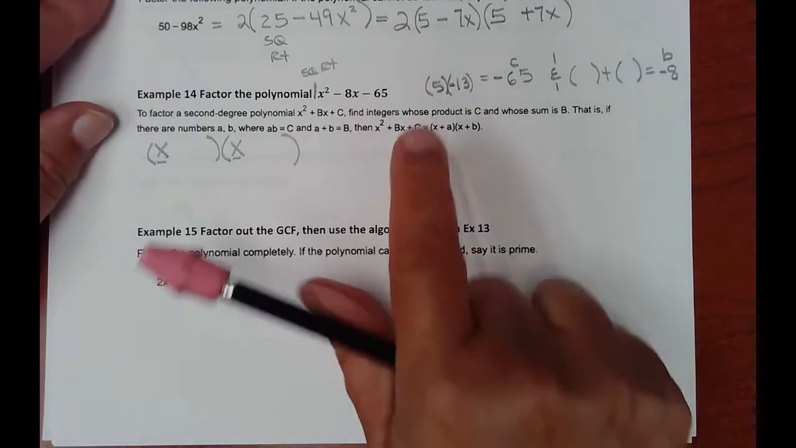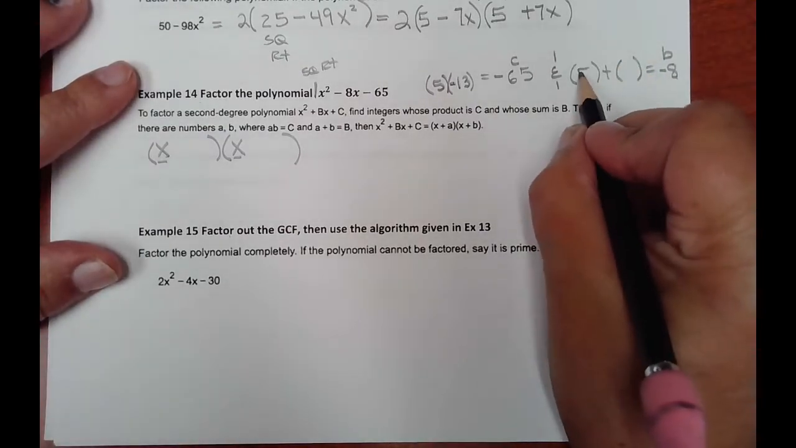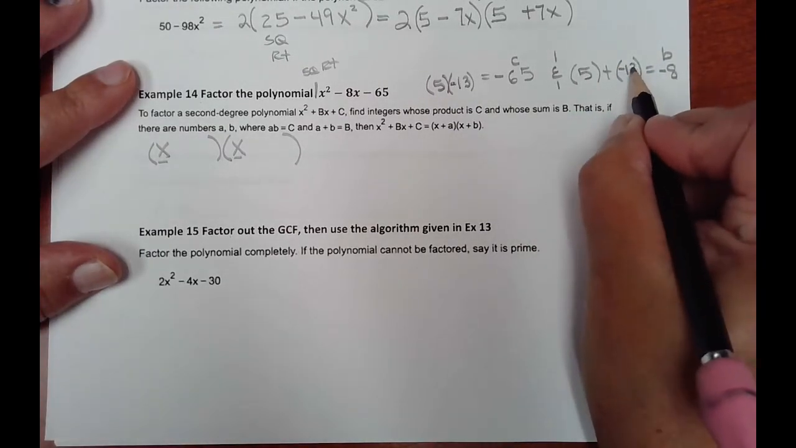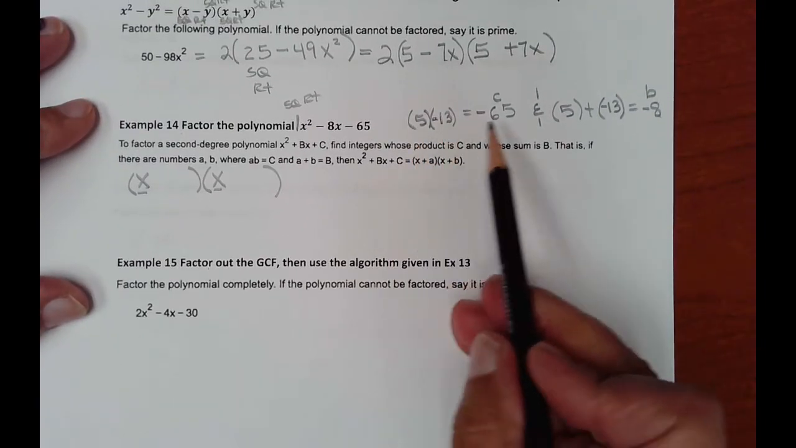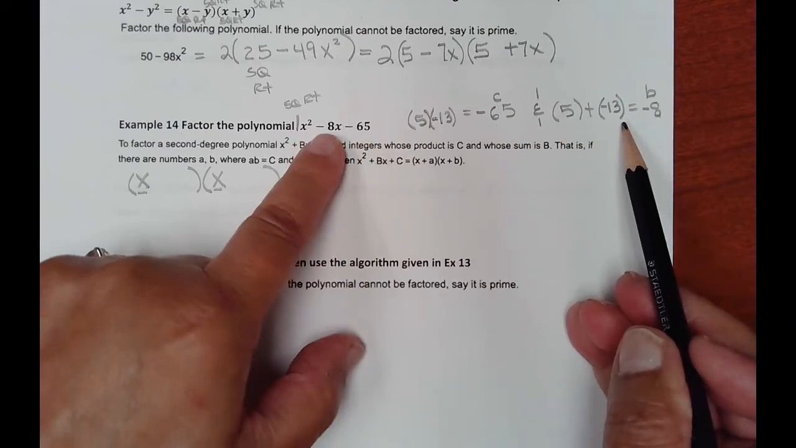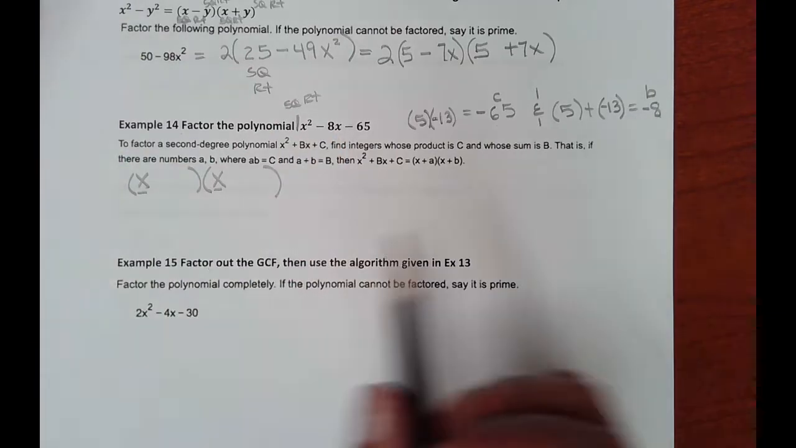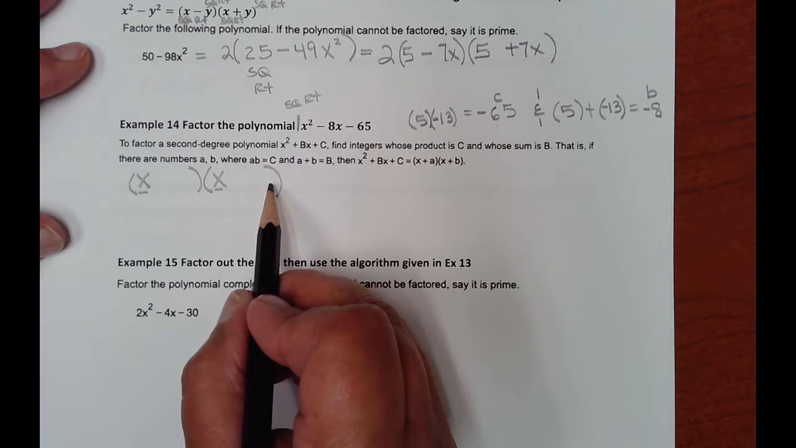That's going to be negative. So that times that is -65. And then 5 plus -13 is -8. So once you find the two numbers that multiply to give you the C value, but also add to give you the middle value, and you should definitely check that the signs are right, then you toss them into the back position of each of these parentheses.